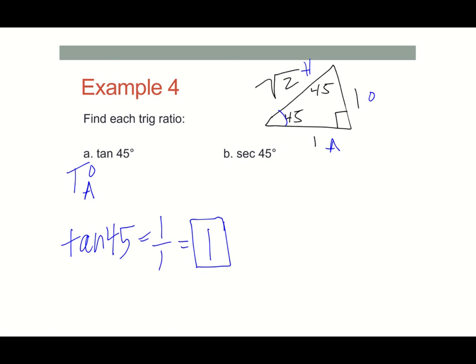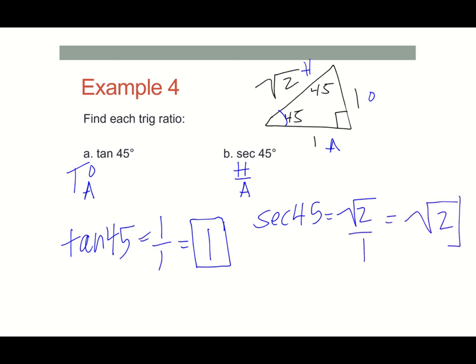So secant. Secant I know goes with cosine. So cosine is adjacent over hypotenuse. So this is the reciprocal, hypotenuse over adjacent. So secant of 45 degrees is square root of 2 over 1. So the secant of 45 is square root of 2.